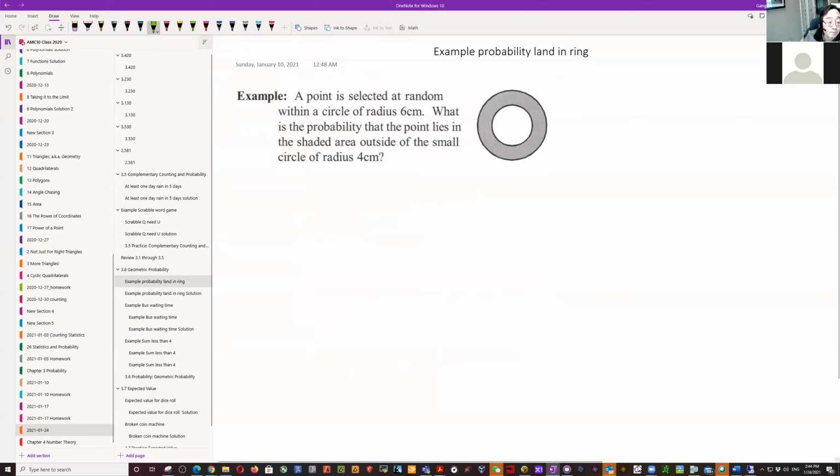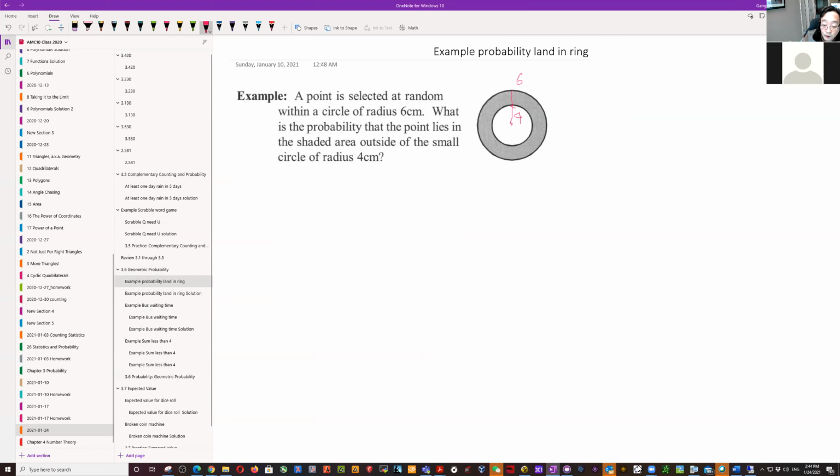A point is selected at random within a circle with a radius of 6. So from here to here is 6. And what is the probability that it lies in the shaded area outside of the small circle? So the small circle is 4.